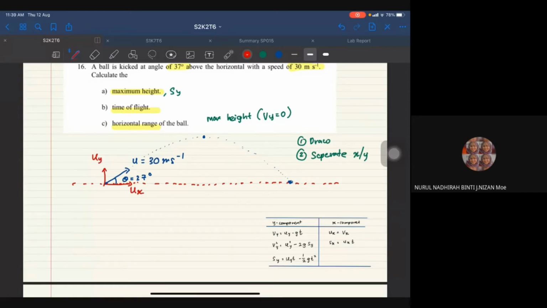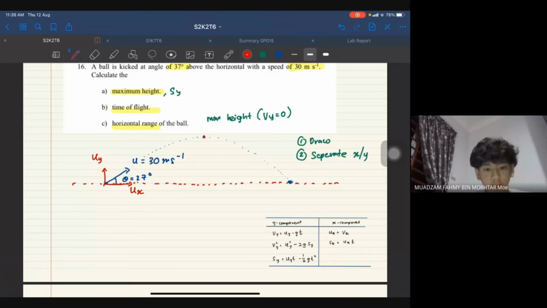Okay. Over here, we are focusing on the first question, 16A. Vy is equals to 0. Everyone agrees. How about my Vx? Ada tak nilai Vx? Is it 0? Ada. Vx sama dengan?